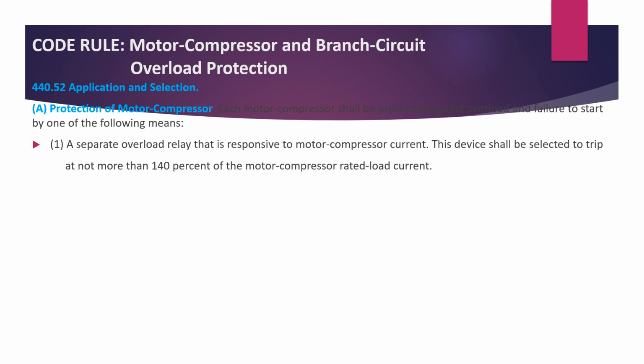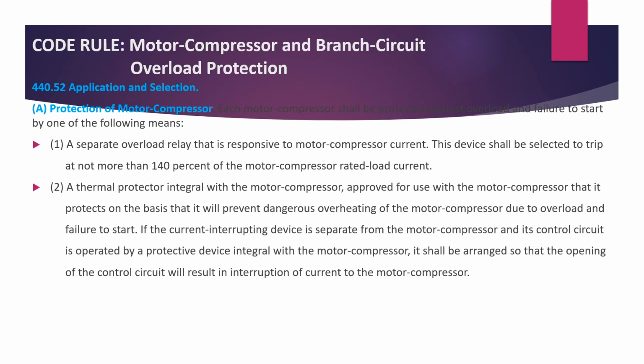So one option is a separate overload relay that is responsive to motor compressor current. This device shall be selected to trip at not more than 140% of the motor compressor rated load current. So take note of this factor. For the overload, one option is to apply 140% to the rated load current. So this time only rated load current.